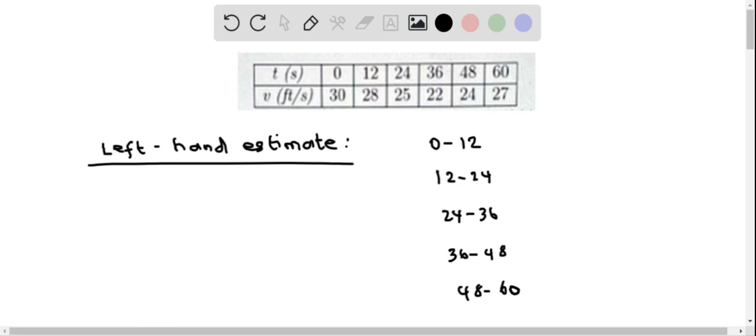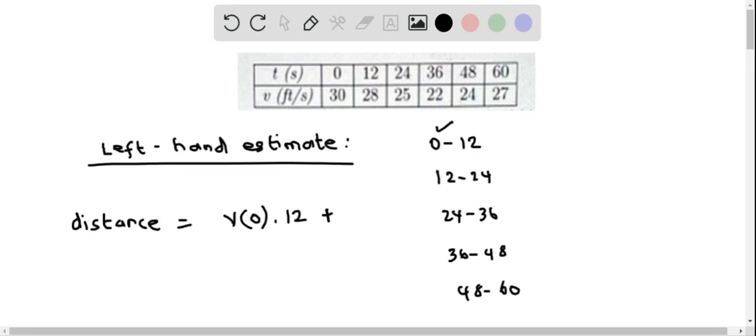When using the left-hand estimate, we have to use the left endpoints of each of the intervals as the height of the rectangle, and the width of each of these rectangles is going to be 12. So we write distance. This basically equals the sum of the areas of the rectangles. Therefore, for the first rectangle, the height is the value of the function at 0. That is, v of 0 times the width of the rectangle, 12.